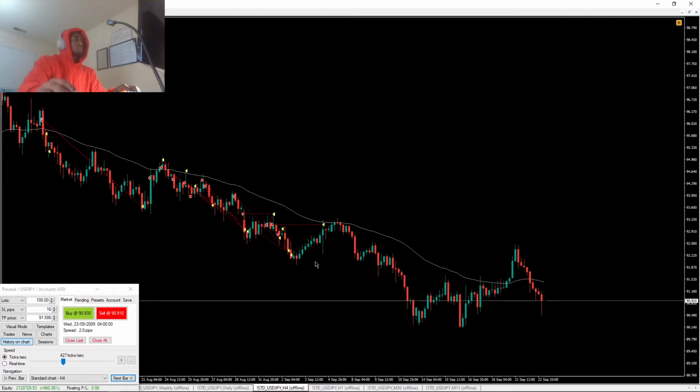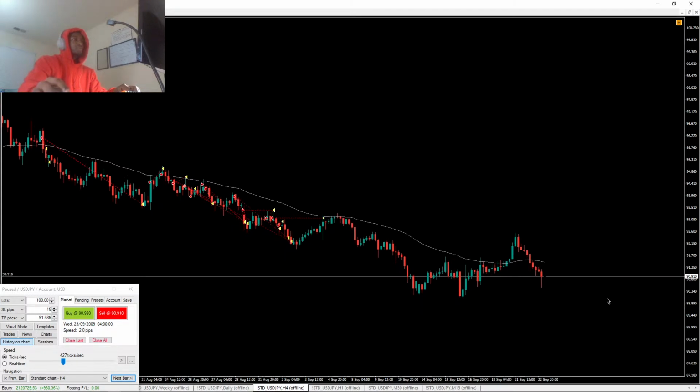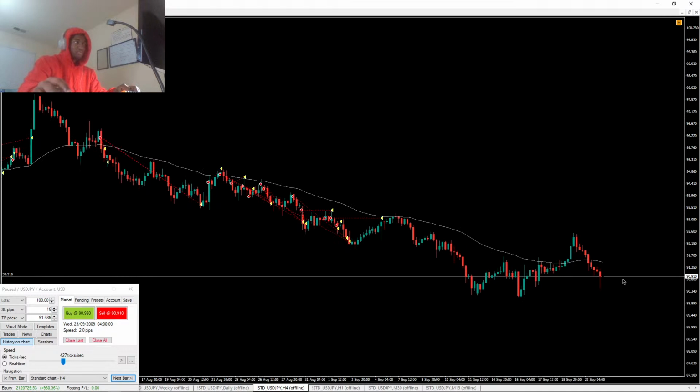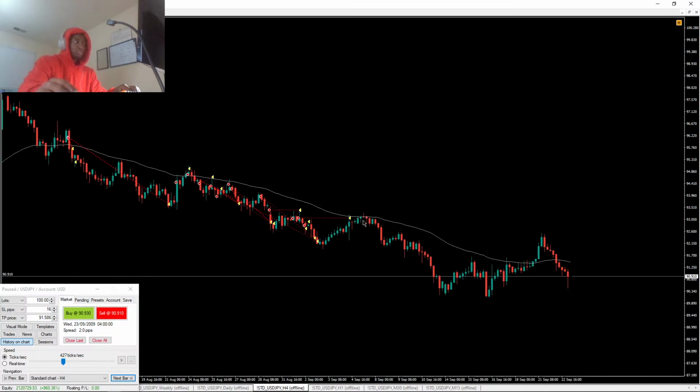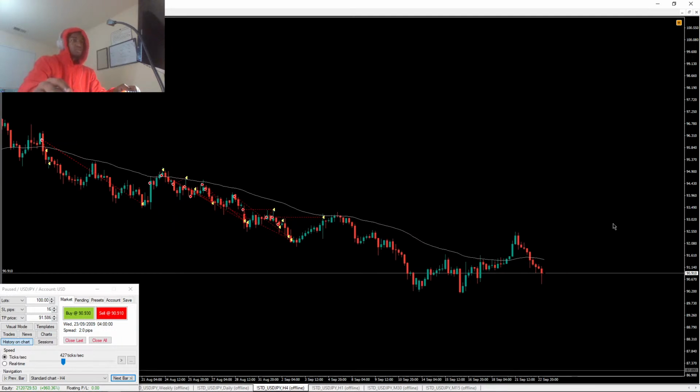Because there's one or two steps I've missed right now. Couldn't take this one because the structure wasn't right. The structure is all good. The only problem is it overshot the 61.8 and went to this level instead.